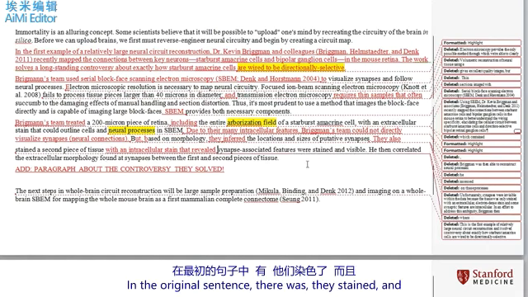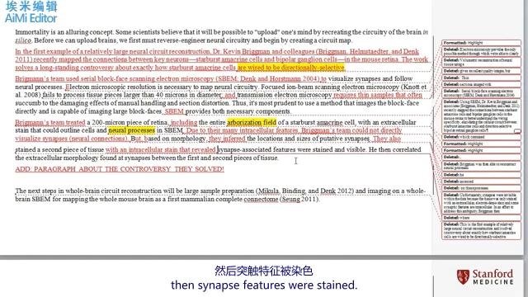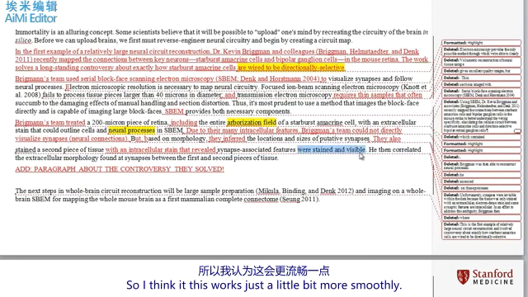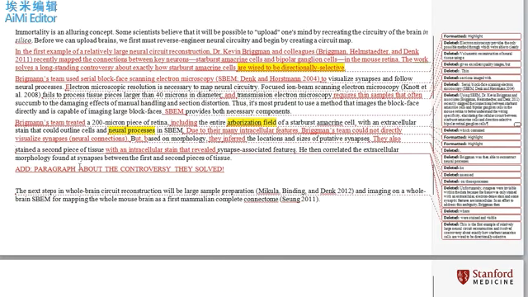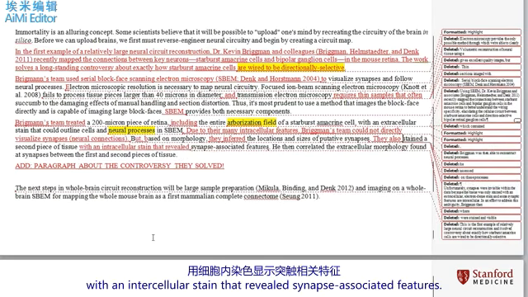In the original sentence, there was "they stained and then synapse features were stained," so there was a repetition of stained there. So I think this works just a little bit more smoothly. So they also stained a second piece of tissue with an intracellular stain that revealed synapse-associated features.